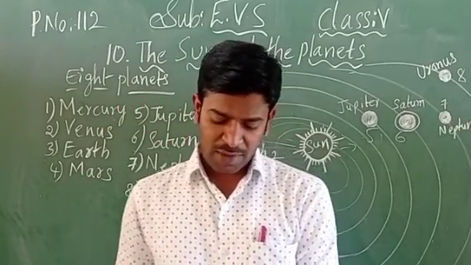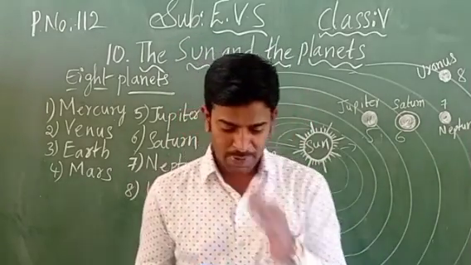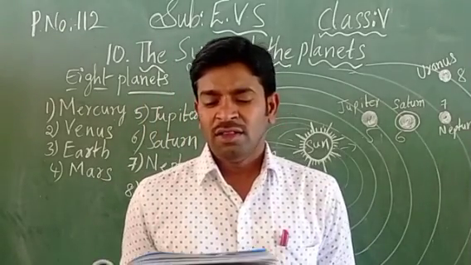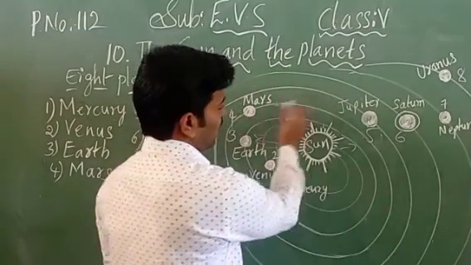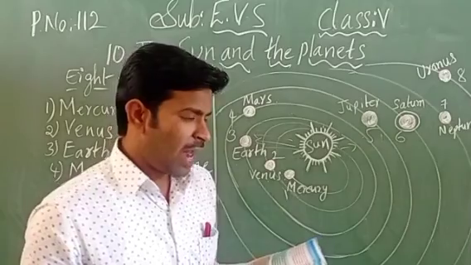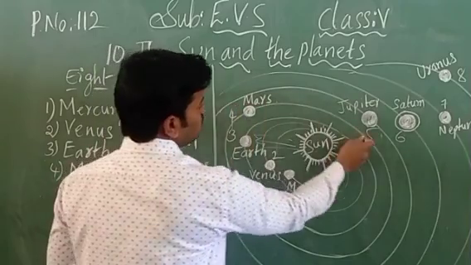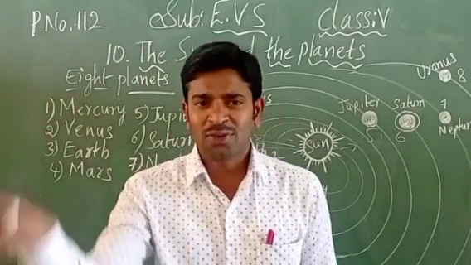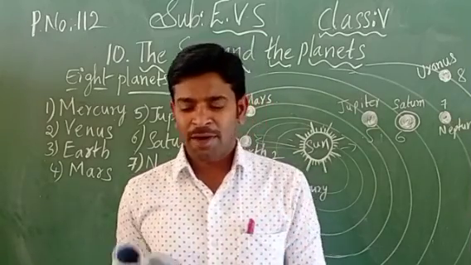Now second one, after completion of the box, go to page number 114. In page 114, a small information is given. The objects that revolve round the Sun are called planets. What are the planets, children? Actually I have told you, there are 8 planets. The objects here are Mercury, Venus, Earth, Mars, Jupiter, Saturn, Neptune, and Uranus. These 8 objects revolve around the Sun. These objects are called planets. Children, remember very carefully.